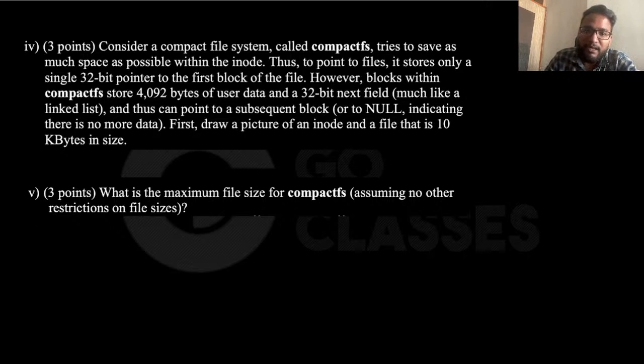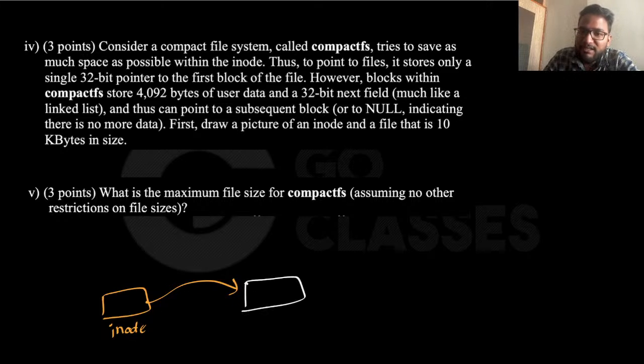What they are saying is that in this inode you just have a pointer to one block, and then this block is actually pointing to something, right? So to point to files, it stores only a single 32-bit pointer. This pointer size is 32 bits, okay, and then whatever it is pointing to will point to something. However, the blocks within the compact FS store 4092 bytes of data. So here you have some data which is 4092 bytes.